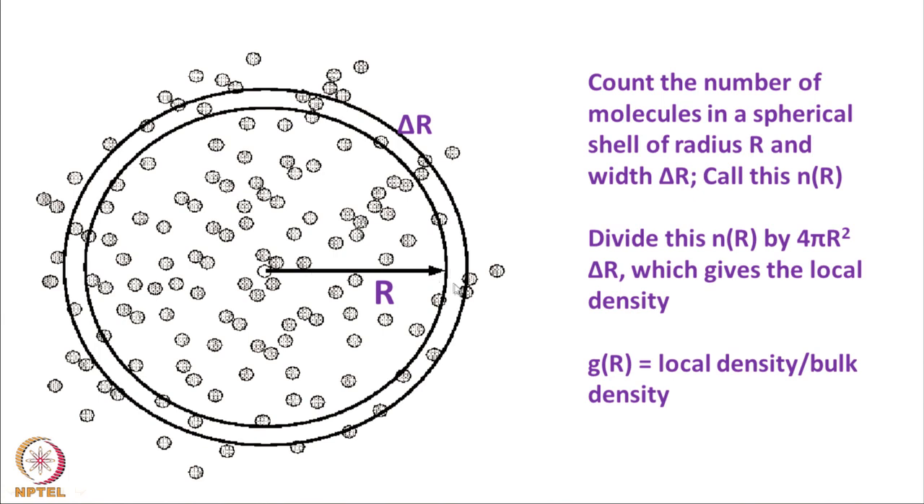At this distance r, I construct a shell. This is a spherical shell. In 2 dimensions it looks like 2 circles, but this is a spherical shell, and what is the volume of that spherical shell? Volume would be area multiplied by this delta r. So, what is the area of this sphere? 4 pi r square. So, 4 pi r square is the area of this sphere. To that I multiply by this delta r. That gives me the volume of this shell. 4 pi r square into delta r is the volume of that shell.